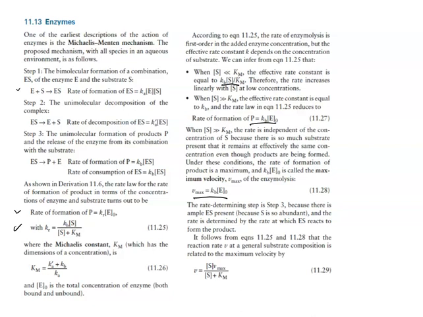The rate determining step is step 3, because there's ample enzyme substrate complex present, because S is so abundant, and the rate is determined by the rate at which ES, the enzyme substrate complex, reacts to form the product. It follows from equations 11.25 and 11.28 that the reaction rate, v, at a general substrate composition is related to the maximum velocity by the following, where rate equals the concentration of the substrate times V max over the concentration of the substrate plus the Michaelis-Menten constant.